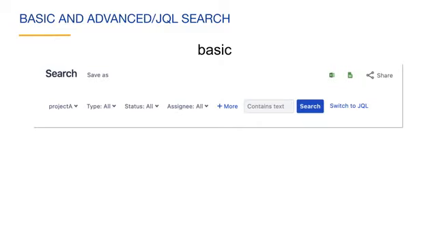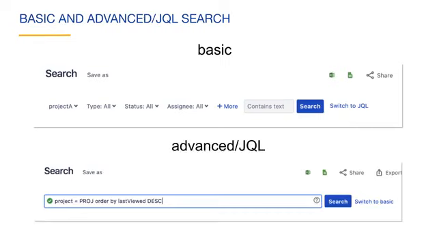In this example, we are searching for all issues that we have permission to view in Project A. On a basic search, there is a Switch to JQL link, which allows you to switch to the advanced mode of searching for issues. Here is Advanced or JQL Search. Jira will automatically populate the text box with a text-based equivalent for the current basic search. You can click the Switch to Basic link to change back to the basic search.